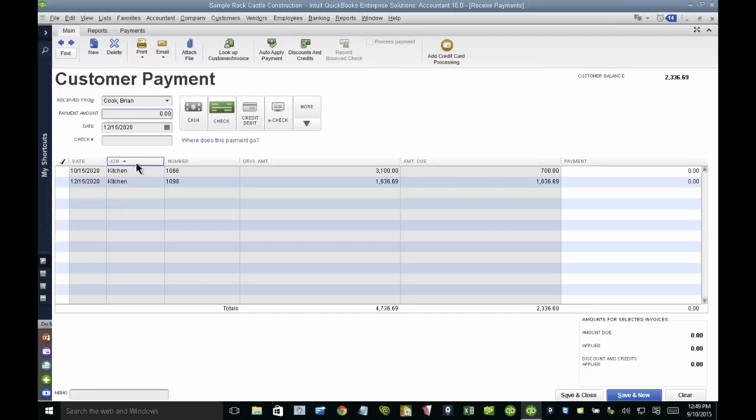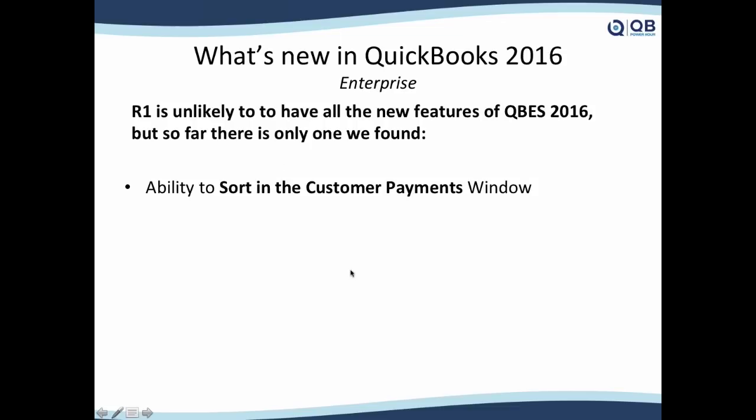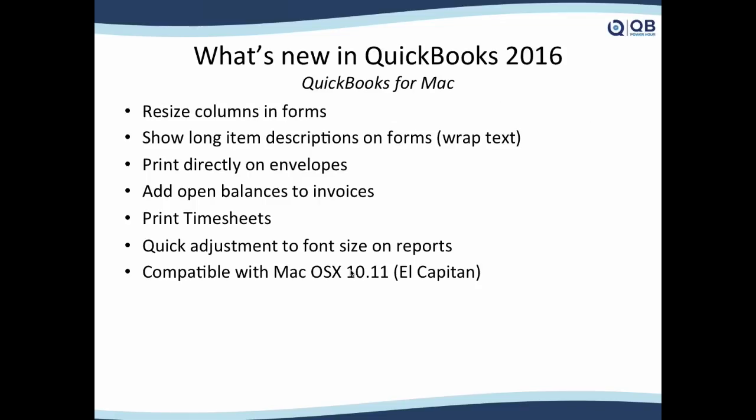So in other versions, 15 and below, you couldn't sort them. So what you see is what you get. So in QuickBooks Enterprise only, they added this sorting feature. Yeah, that's not a huge feature, but we did see that it was new, so I think it was worth mentioning no matter what. Okay, what's new on QuickBooks for Mac?